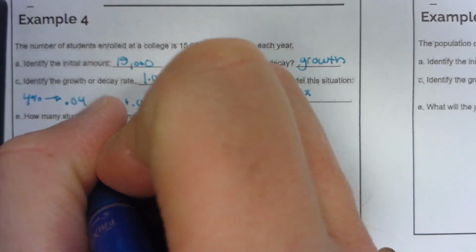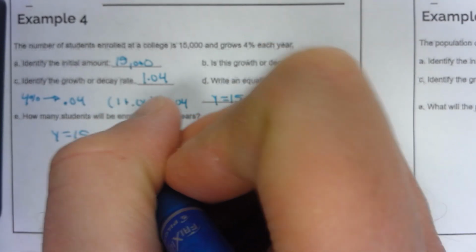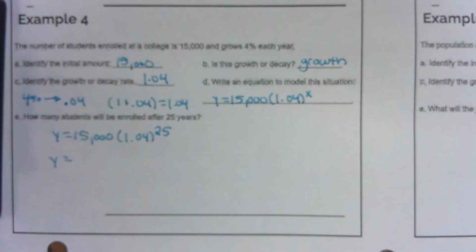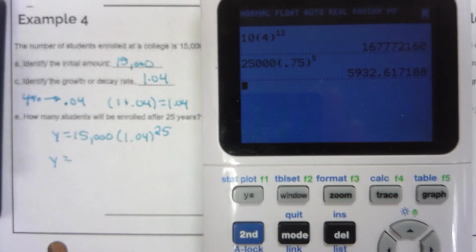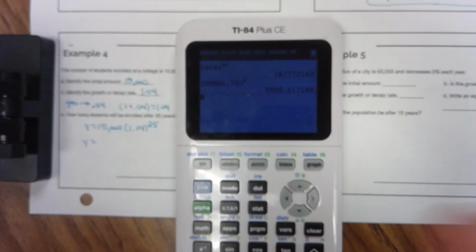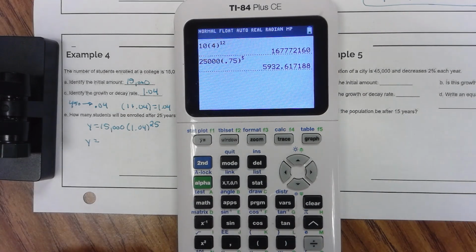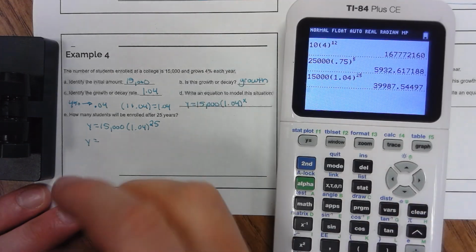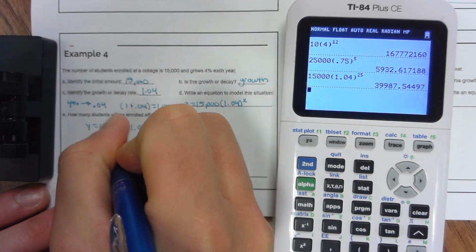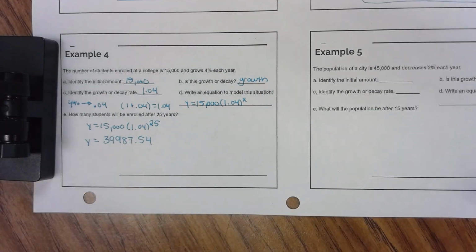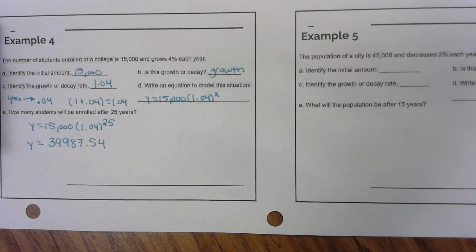So 15,000 times 1.04 to the power of 25, and that is 39,987.54. If the problem doesn't say how to round, then I'm not going to be super picky about it.